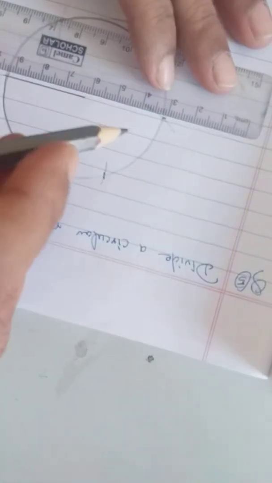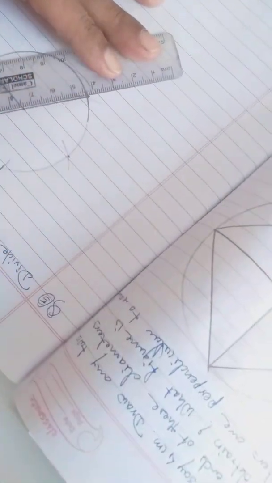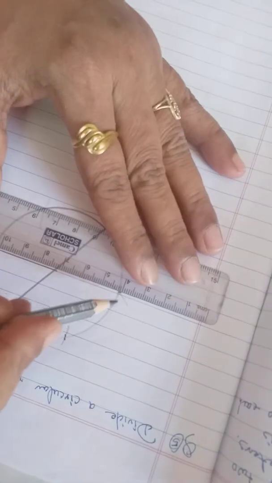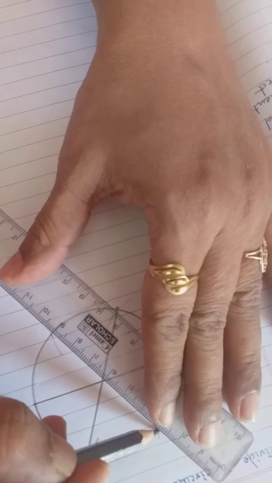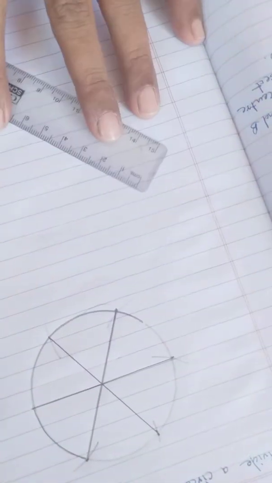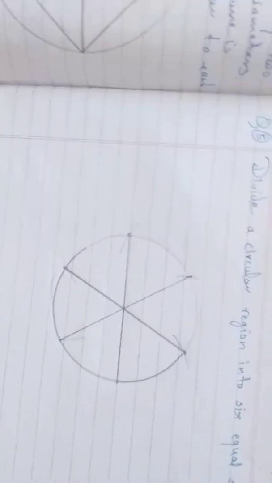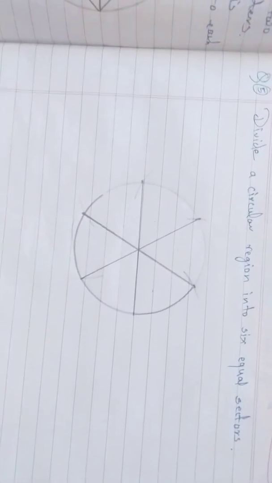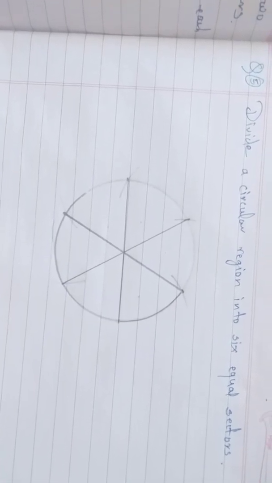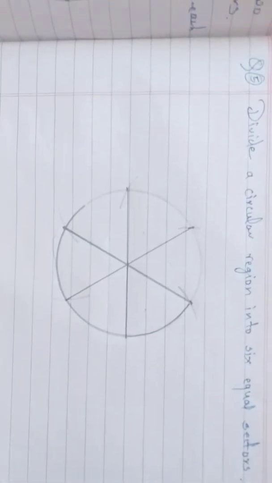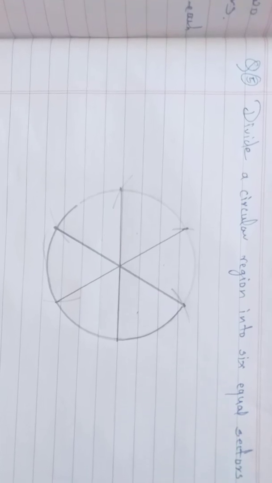For that again we have to join all these lines. See, 6 equal parts: 1, 2, 3, 4, 5 and 6. Here we got 6 equal parts, or 6 equal sectors, of a circle. That is enough, students. This is the first exercise.